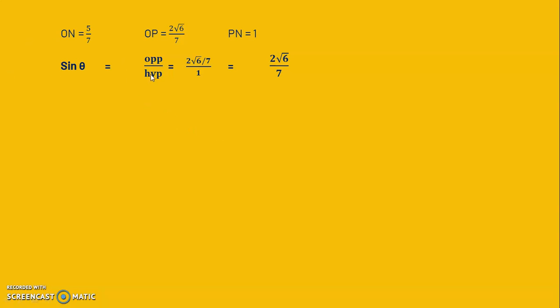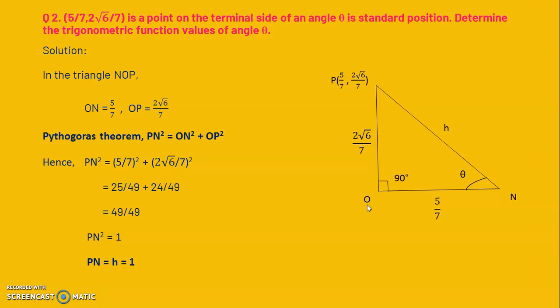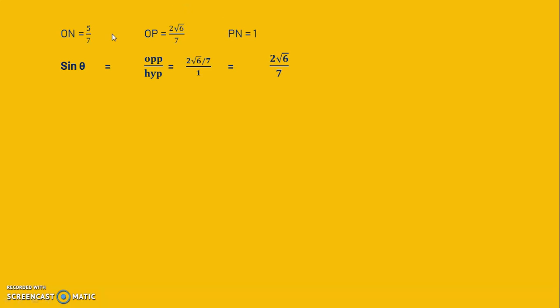So your sin theta will be opposite by hypotenuse. Here your opposite is the OP side and your adjacent is the ON side. So your OP is the opposite, ON is adjacent and your h is the hypotenuse. So that your sin theta is opposite by hypotenuse, that is 2 root 6 by 7 divided by 1, which is 2 root 6 by 7, and your cos theta is adjacent by hypotenuse, which is 5 by 7 by 1, which is 5 by 7.